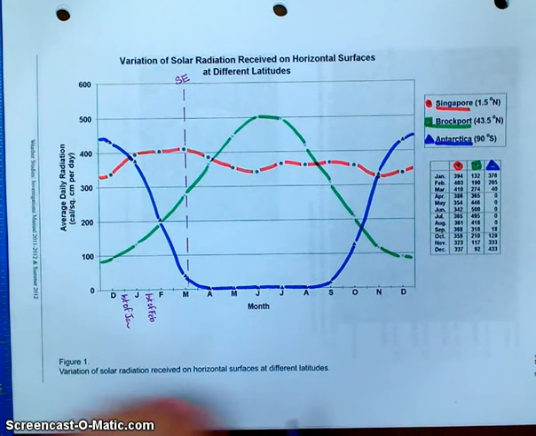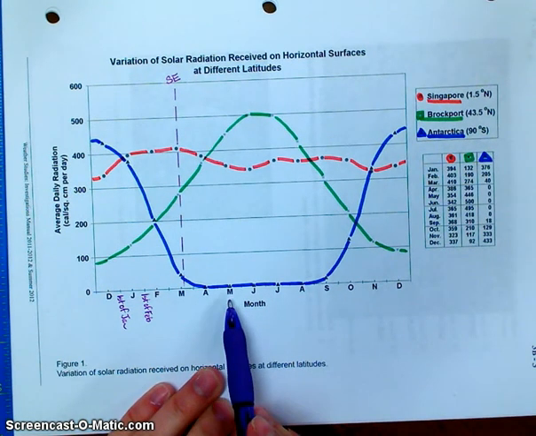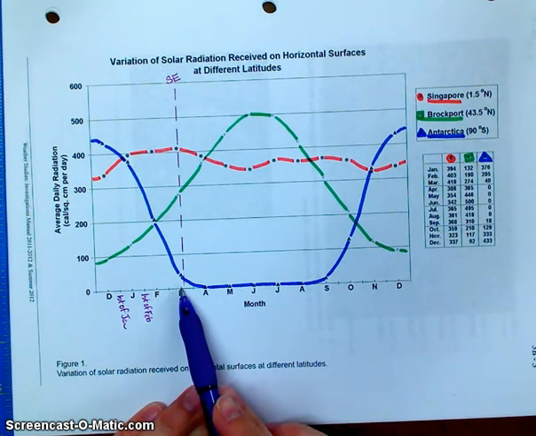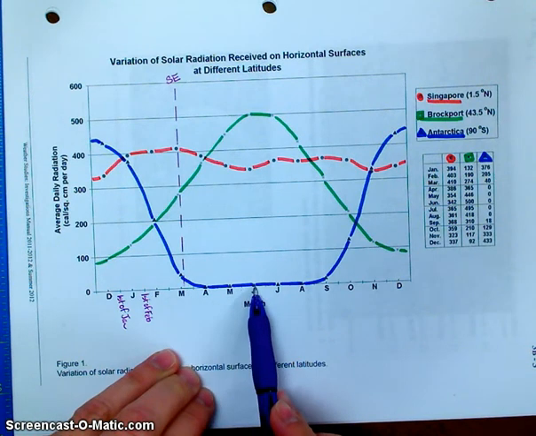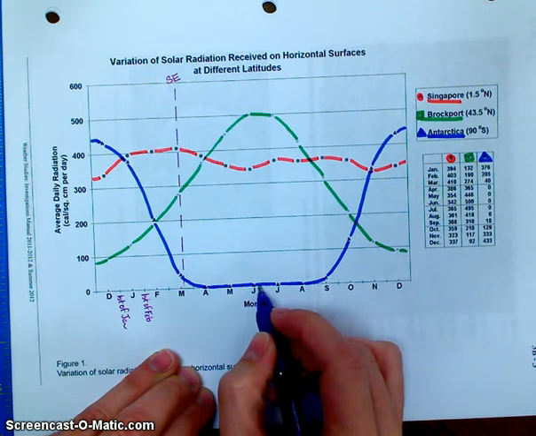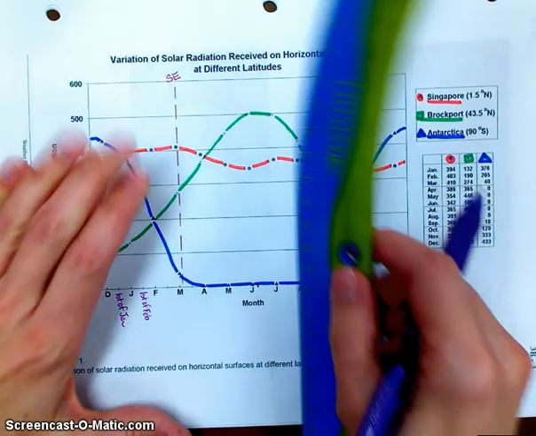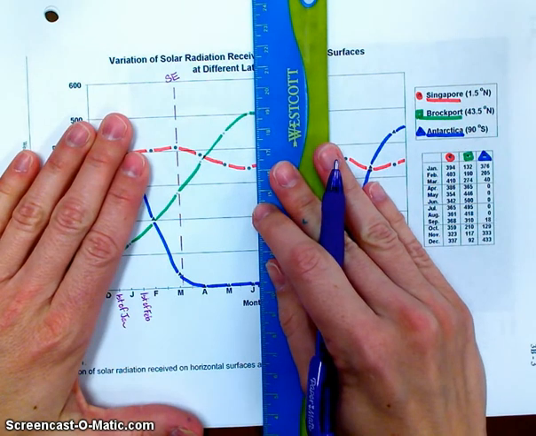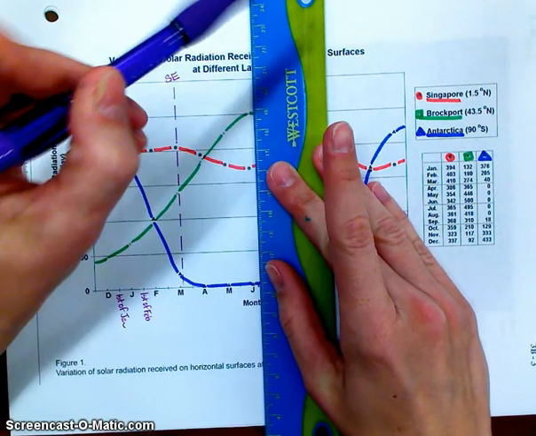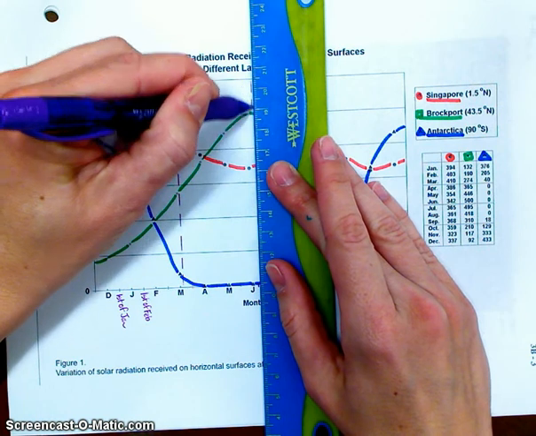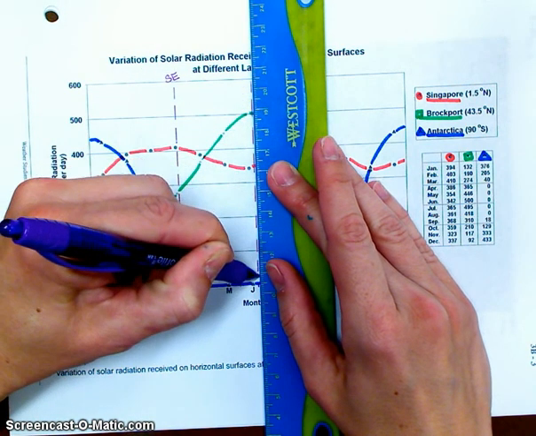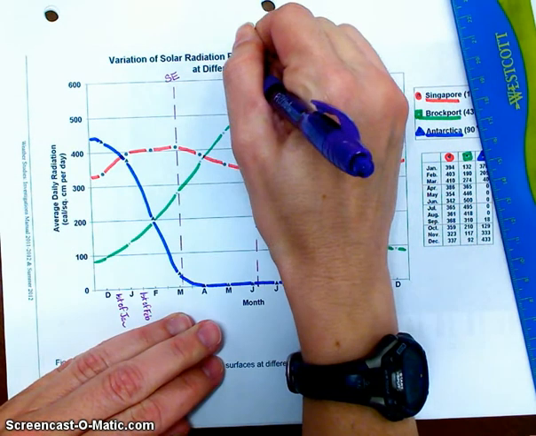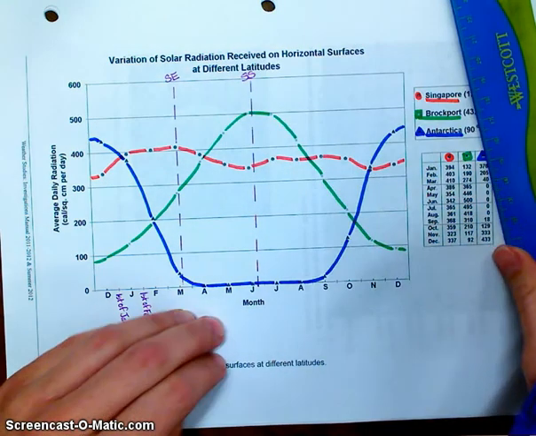Then I'm going to do June 22nd. That's going to be our summer solstice. So that's mid-March, mid-April, mid-May. Here's the beginning of June. Here's middle of June. So June 22nd is probably going to be in here somewhere. And I'm going to mark SS for summer solstice.